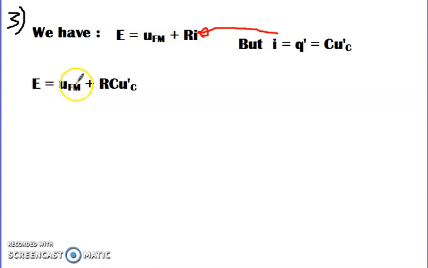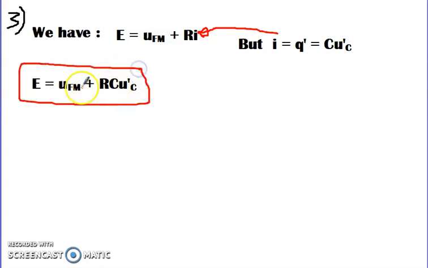This is uC. It is a first order differential equation containing uC and u prime C, at any t, meaning at any time between 0 and 10 seconds.